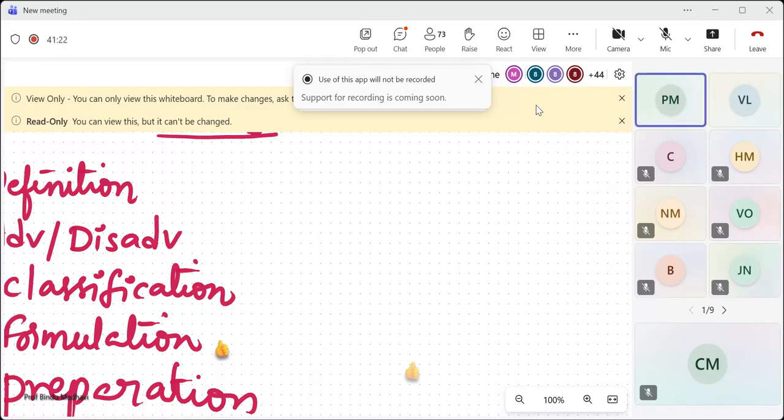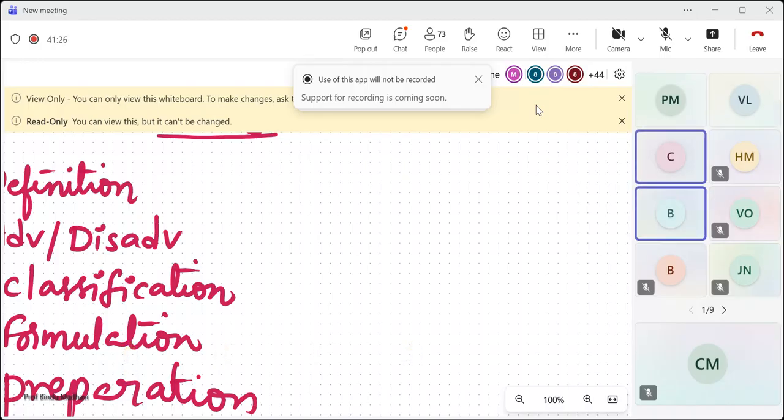You want me to repeat anything? Yes, please. Could you explain the buccal and sublingual? Buccal, please, is not clear to me.